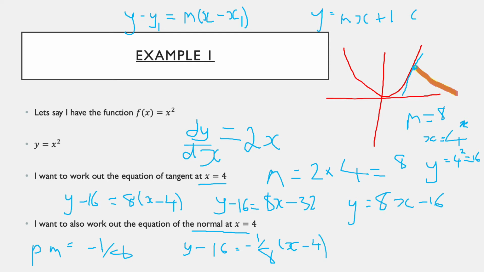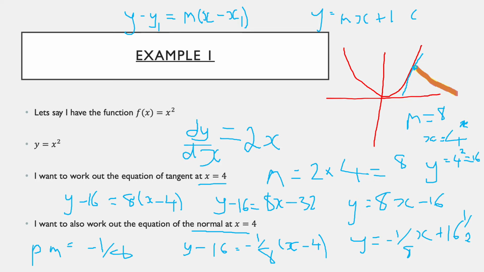Now, expanding the brackets and rearranging it, I'm going to get y is equal to minus 1/8 x, and then plus a half plus 16, so it's going to be plus 16.5, or 33/2. So either way is going to be correct. So that is the equation of my normal. So that's how to work out the equation for my normal.